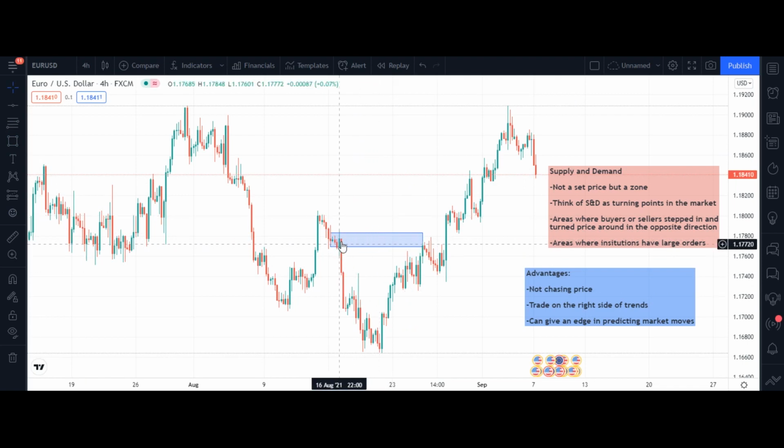Okay, price came down, tried to push back up, and then we just had an aggressive drop. So this would be a supply zone. We mark that off. Okay.